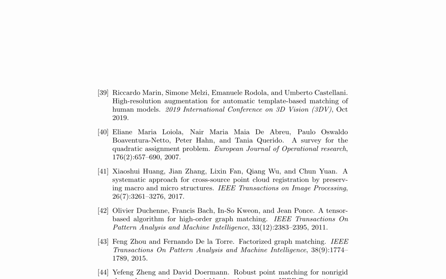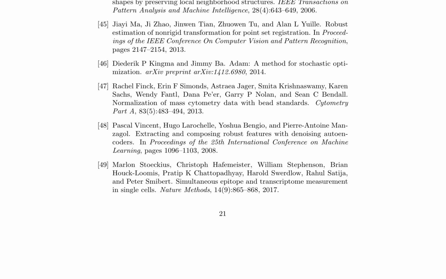The referenced works on pages 21 and 22 provide a comprehensive overview of various techniques and methodologies in the fields of computer vision, pattern recognition, and machine learning. The citations from 39 to 45 discuss approaches for point cloud registration, graph matching, and non-rigid shape matching. Marin et al. [39] propose a high-resolution augmentation method for automatic template-based matching of human models. Huang et al. [41] introduce a systematic approach for cross-source point cloud registration by preserving macro and microstructures.